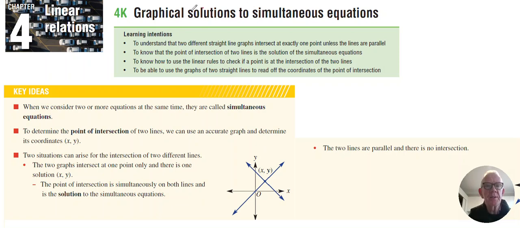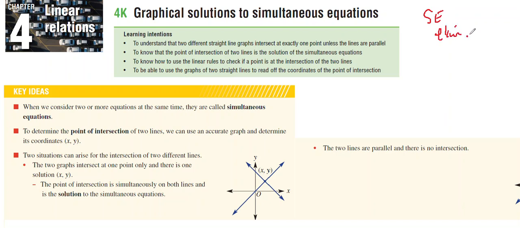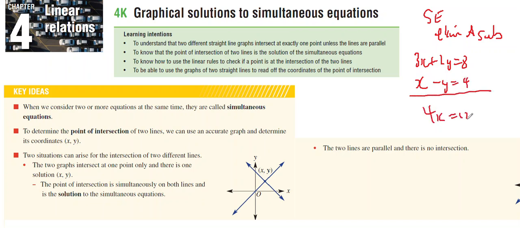So 4K looks at graphical solutions to simultaneous equations. Earlier last term, we looked at simultaneous equations using the elimination and the substitution rule, and effectively we were solving things like 3x plus 2y equals 8 and x minus y equals 4. Add them together, 4x equals 12, x equals 3. If x equals 3, then y must equal -1.